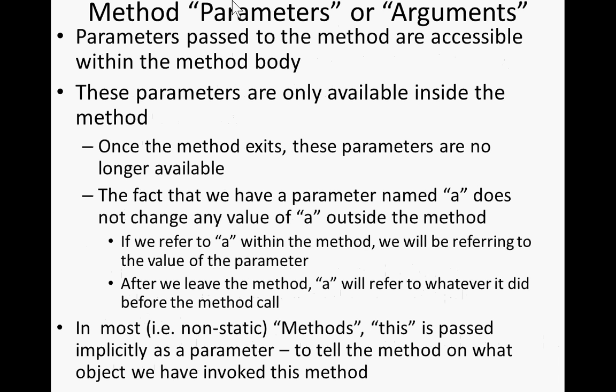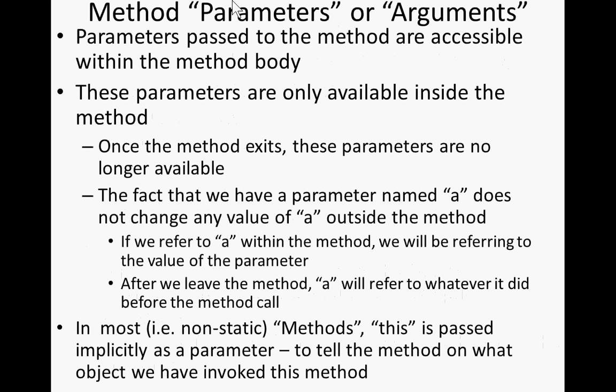These parameters are only available inside the method. Once the method exits, these parameters are no longer available, okay? What I mean by that is their names, you can't use them. So you call move to on X and Y, inside maybe it refers to X and Y, and then when it's left, those X and Y don't have that meaning anymore. Just because we have a parameter in a method named A doesn't change the value of any A outside the method. It's a different A, so to speak.